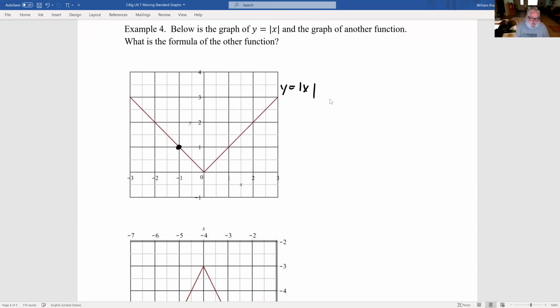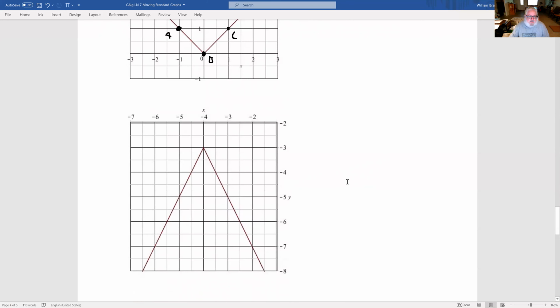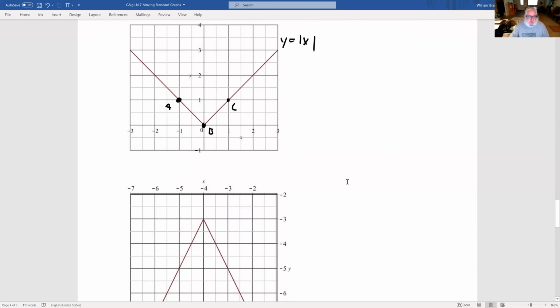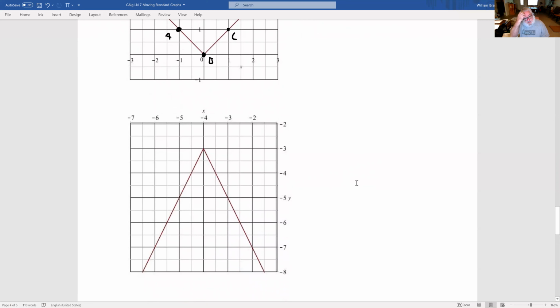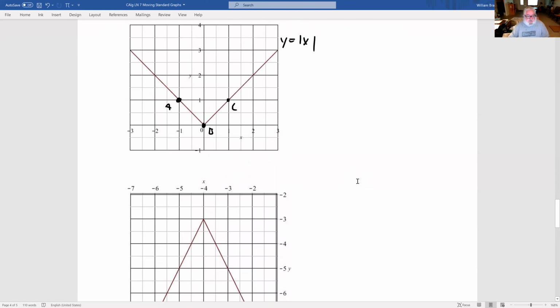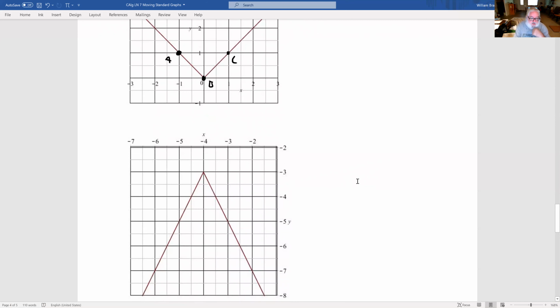And it's got its 3 special points, a, b, and c. And here's a graph of another function. And this is also a graph of an absolute value, because it looks the same thing. What are my 3 special points on this graph?